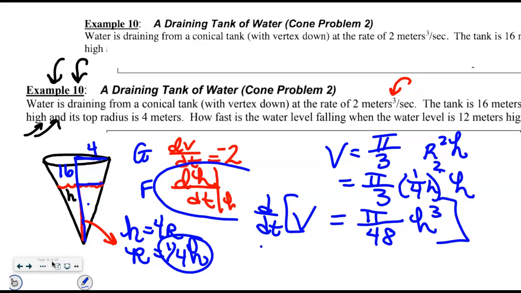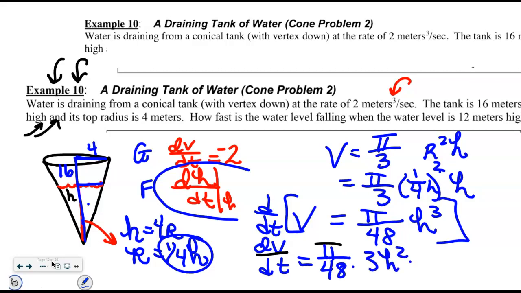So my dV/dt is going to equal, what am I going to do with that pi 48? We're not going to do first d second plus second d first, because when one of them's a constant, it just ends up being first d second. 3h squared times dh/dt, which is what I'm trying to find. How are we doing?